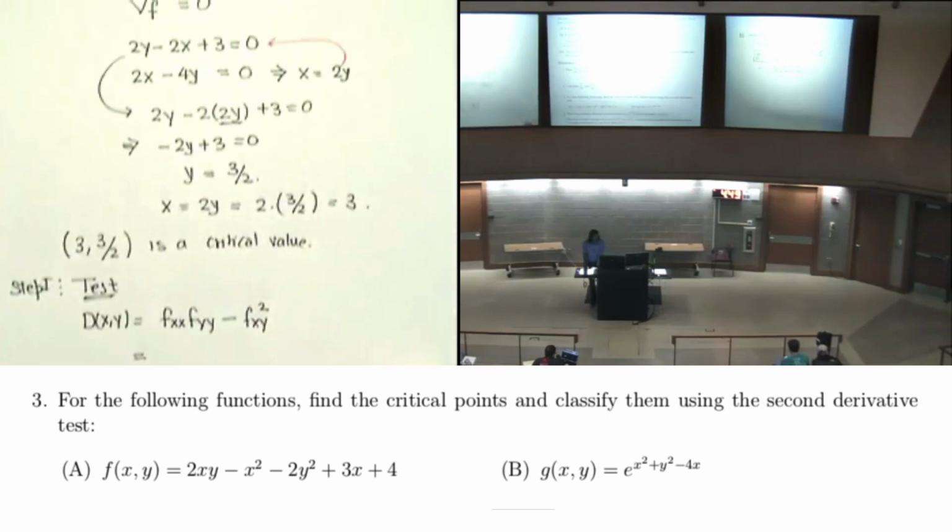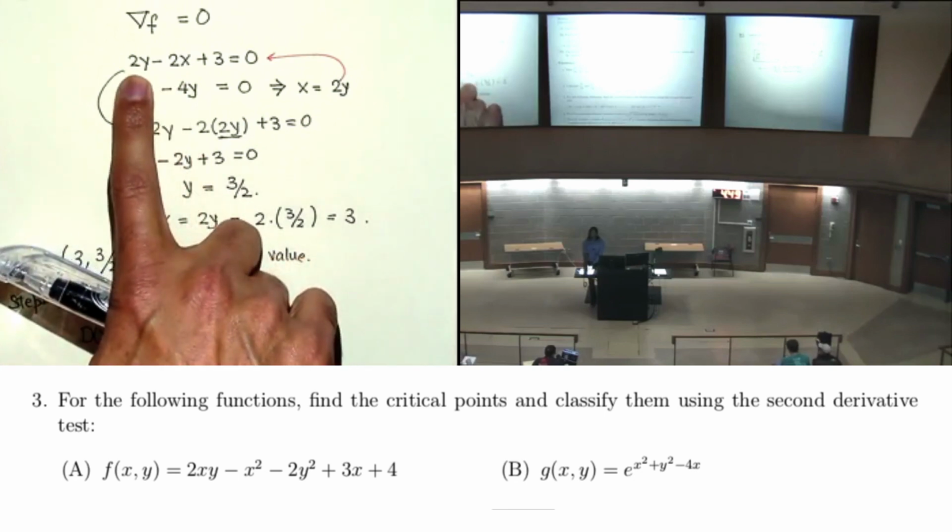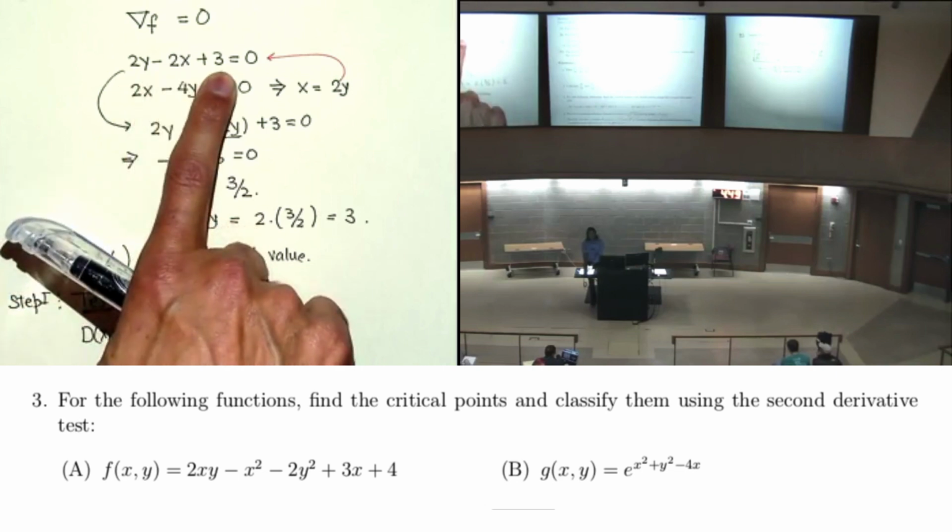What is the partial derivative with respect to xx? This was the first partial derivative of f. If I differentiate this function one more time with respect to x, what do I get?